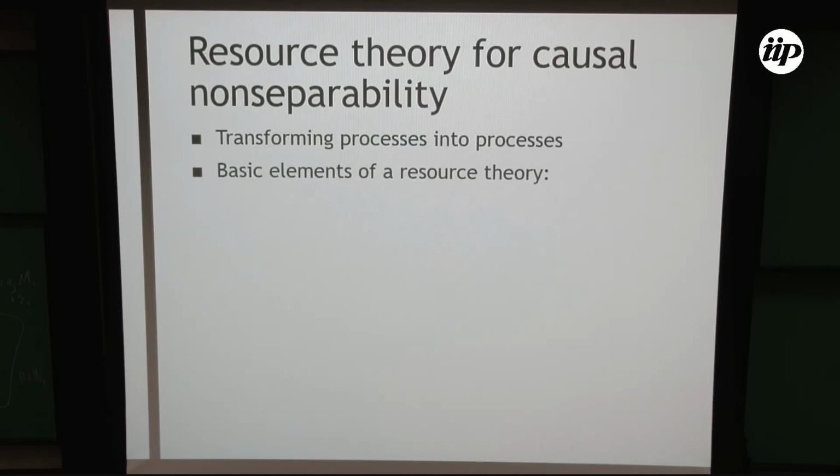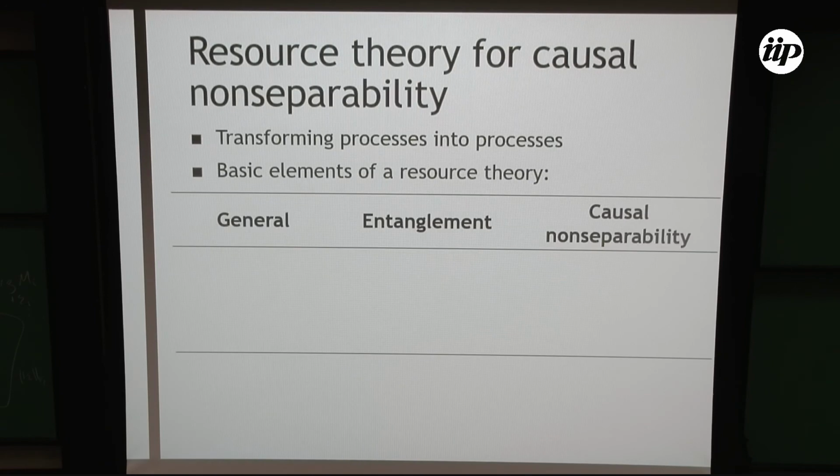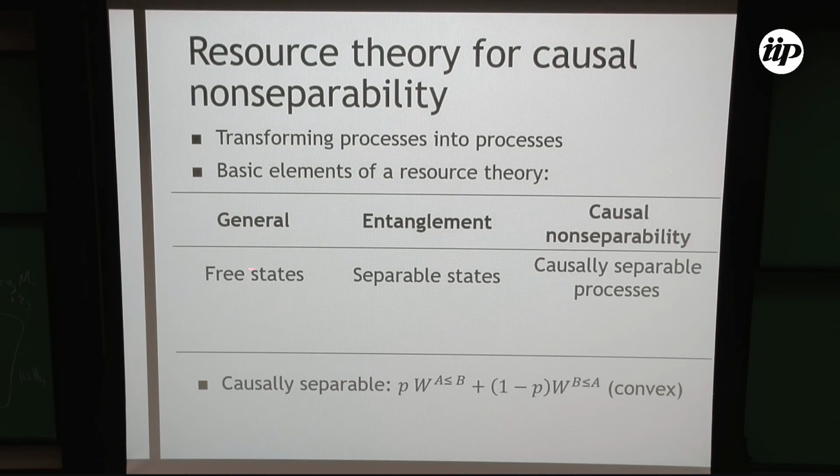And we ask, what do we need to actually define a resource theory? So Ranieri has already defined the basic things. I like to compare with entanglement. We have the free states, which are separable states in the case of entanglement, or causally separable processes, which are basically processes in which you have either a well-defined order or a convex combination of that. So basically, if you flip a coin and that decides whether you go first A then B or vice versa, that's still not the resource. You actually need a quantum superposition of sorts.